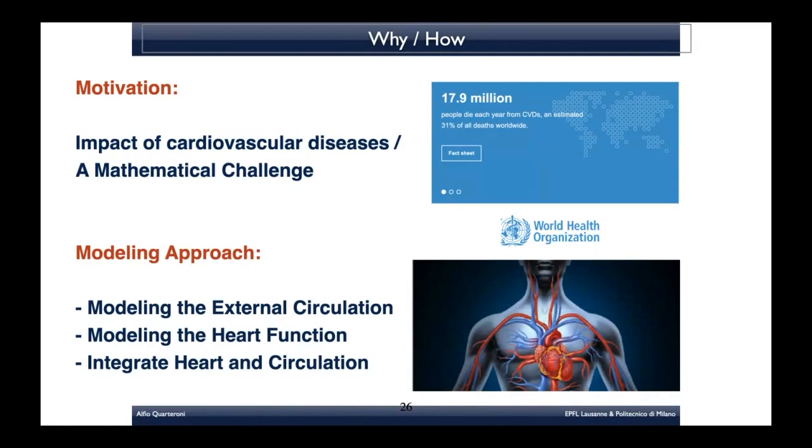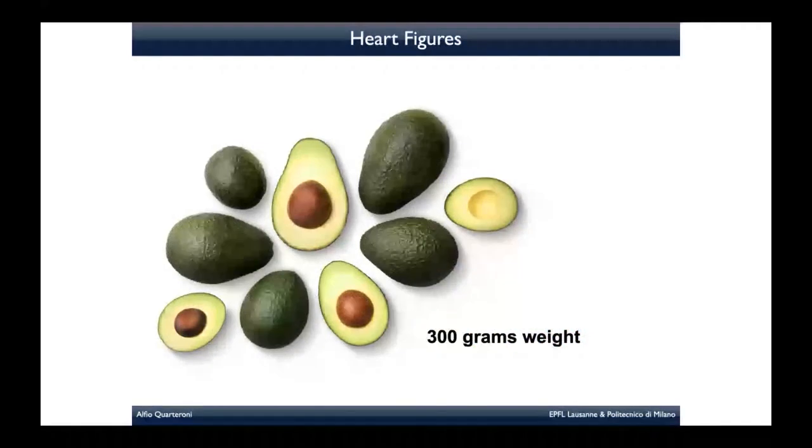According to the WHO, there are about 18 million people who die each year from cardiovascular diseases. And they represent about 31% of all deaths worldwide. This has a tremendous impact on our lives, on the society, and on the economy, as you can guess. Only in Europe, the cost of those diseases is estimated on the order of 200 billion euros per year. And we would like to try to help doctors with more quantitative models to help them understand the way this fantastic machine, which is our heart, actually works.